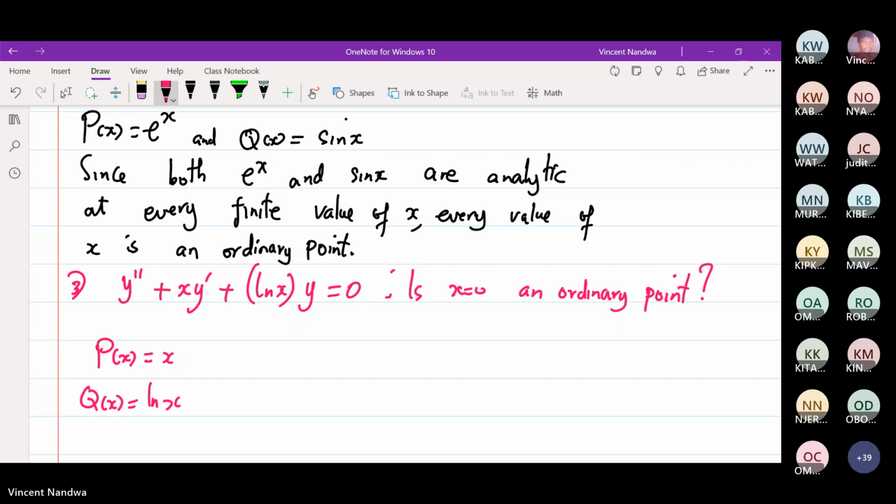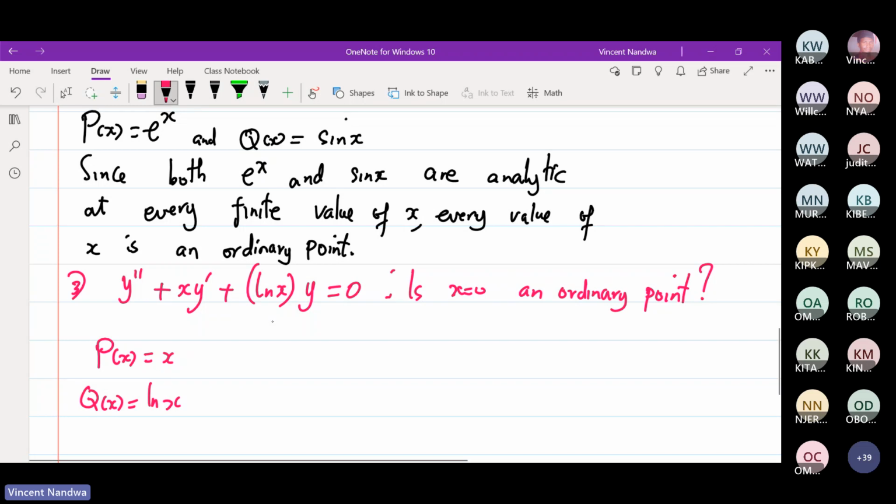No. Why? Because the value of q of 0 is not defined. So you see that the function, despite the fact that p is analytic at x equals 0, that is, we can differentiate it and the function is continuous at 0, for q the value of ln of 0 is not defined. So the function is not analytic at x equals 0 for q.